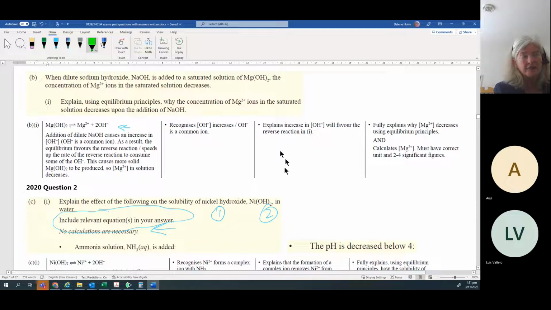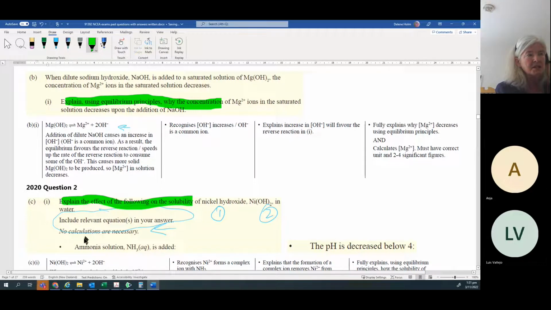Also, when you get this type of question, you'll see it's exactly the same thing. Explain, using equilibrium principles, why whatever decreases, or explain the effect on the solubility. It's always got the same thing: upon addition of something. So you've added something. So when you do these types of questions, always think of 3 things. Common ion.